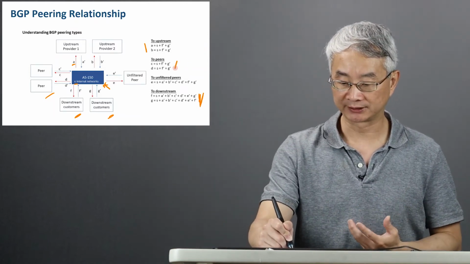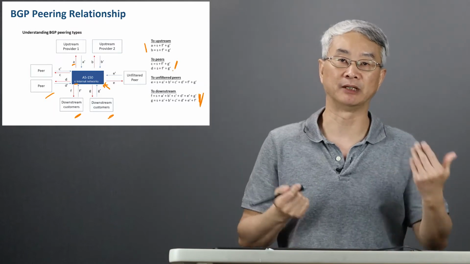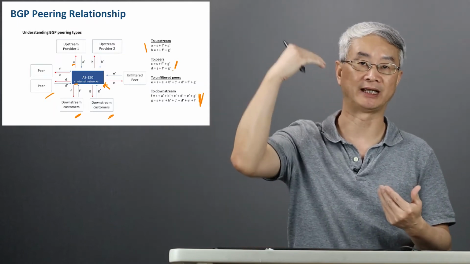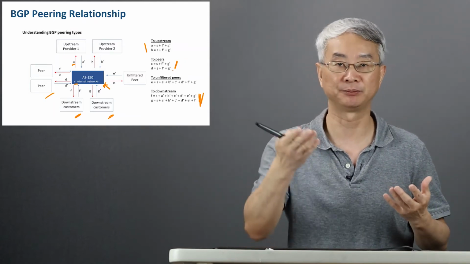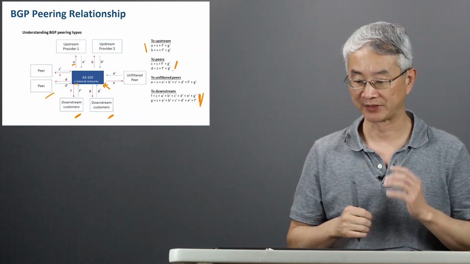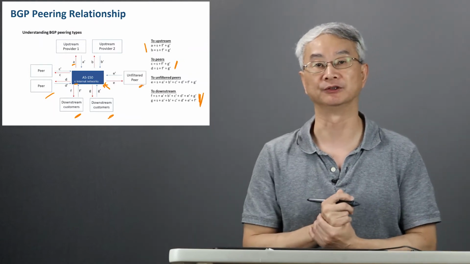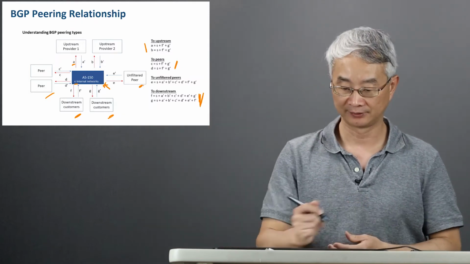Now to peers, similarly, I'm just going to announce my customer to my peer. I'm not going to announce what I get from my transit to your peer, because my transit is not going to provide a service to you. Even if I announce it to you, it's useless. We also provide this unfiltered. Unfiltered means I'm going to give you everything.